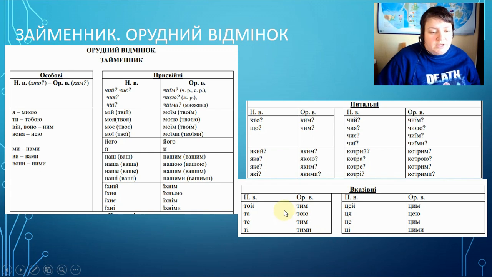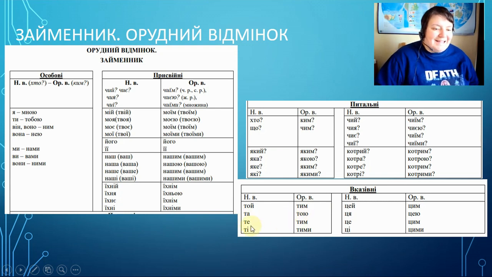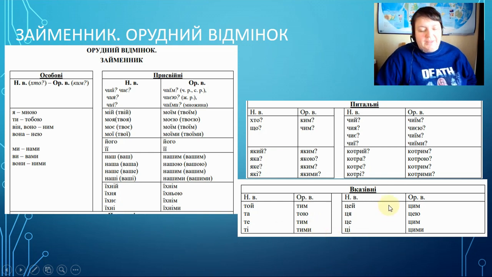And the pronouns that point, always this, that, those, and these. So, let's start with that and those. Той, that, grammatical masculine, тим. Та, feminine, тою. Те, neuter, тим. And plural those, ті, тими. And this, these. Masculine, цей, this, цим. Ця, feminine, цею. Це, neuter, цим. Plural, these, ці, цими.